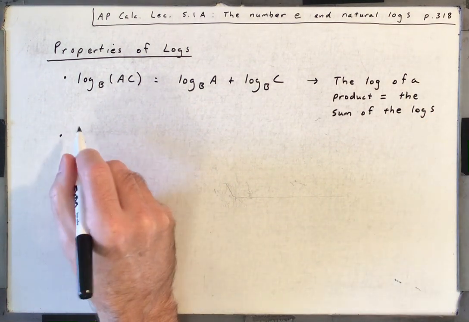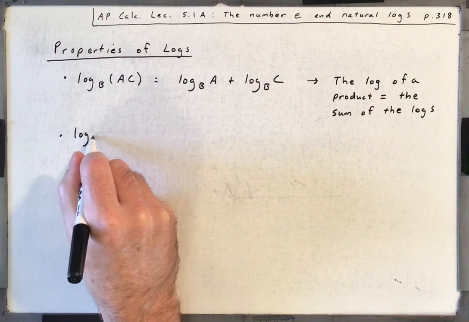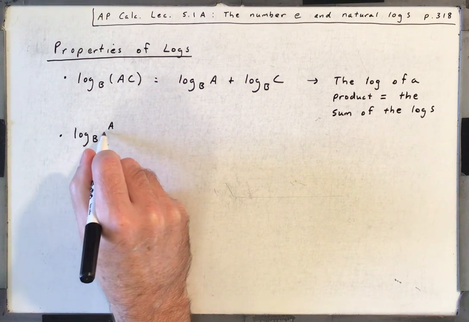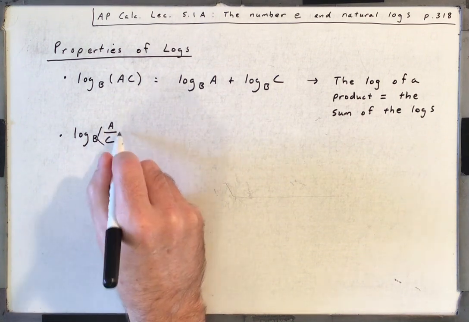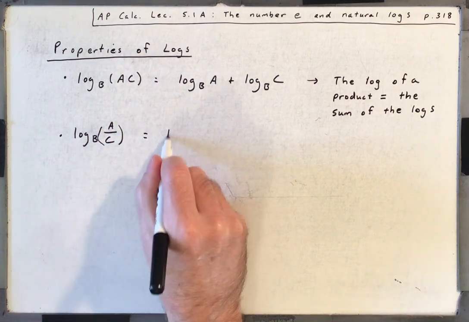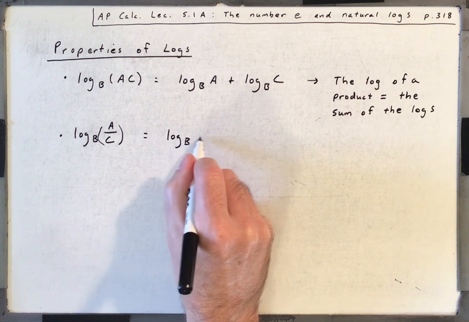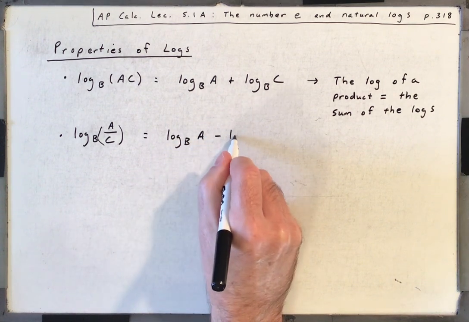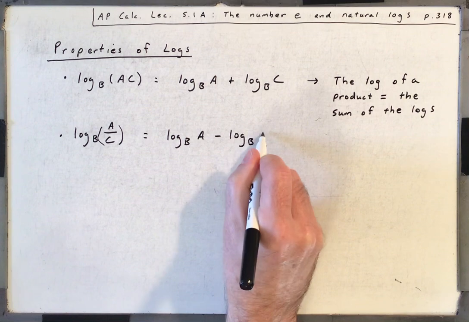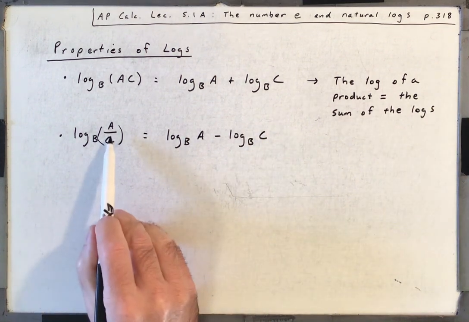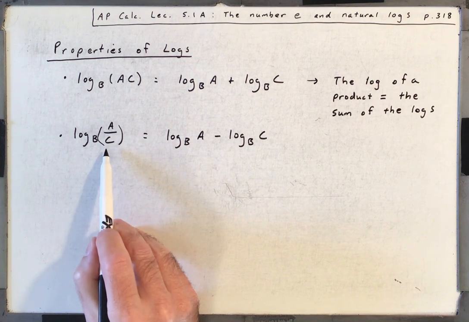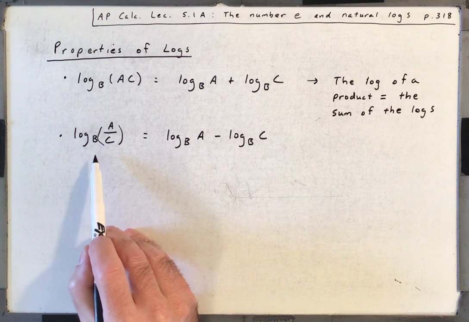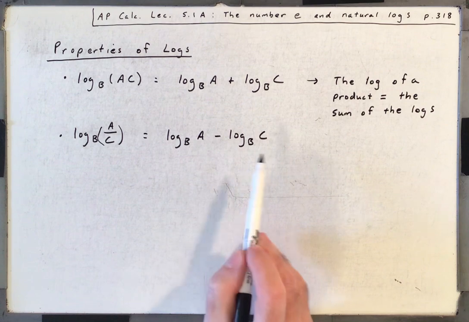All right, let's say we have log base b of a divided by c. So we have a fraction here. That's equal to the log base b of a minus the log base b of c. So the log of a quotient is equal to the subtraction of the logs.